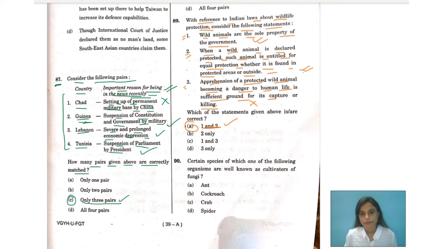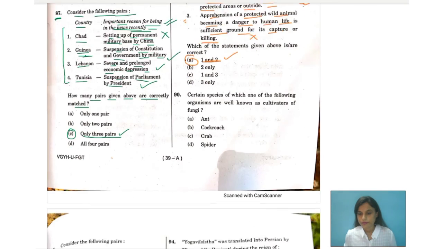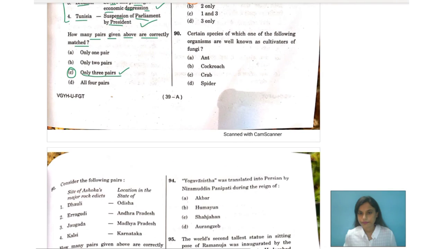Okay. Let's move over to the last question for today's class. That's question number 90. Question number 90 says certain species of which of the following organisms are well known as cultivators of fungi? A well-known cultivator of fungi is ant.